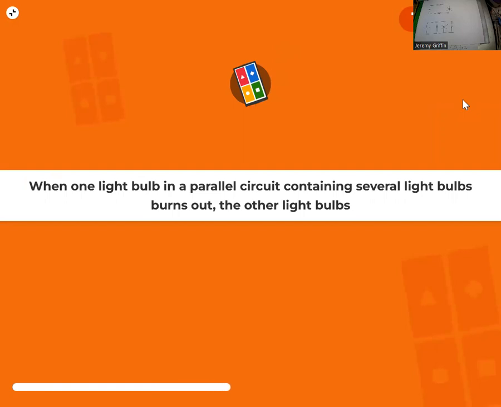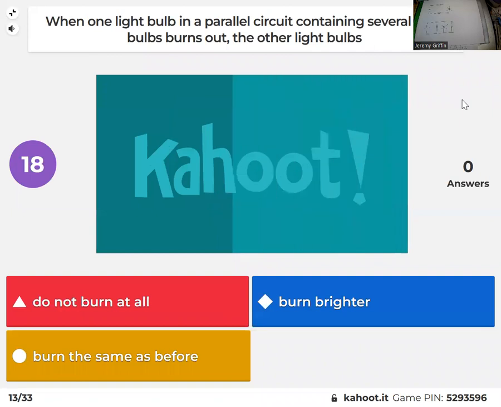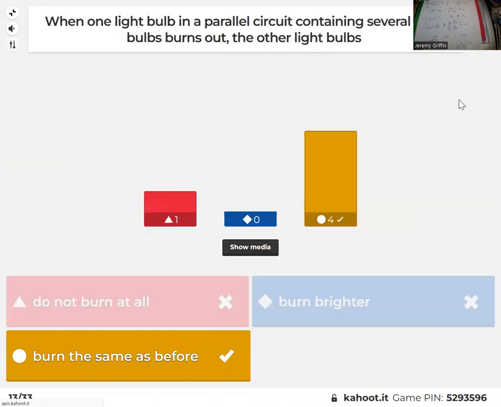Here you go. One bulb in a parallel circuit burns out. What happens to the other bulbs? Yep, they burn the same as before. Same as before, right. So if you pick the red one, that's just for series, and then for parallel, yep, they'll burn the same.